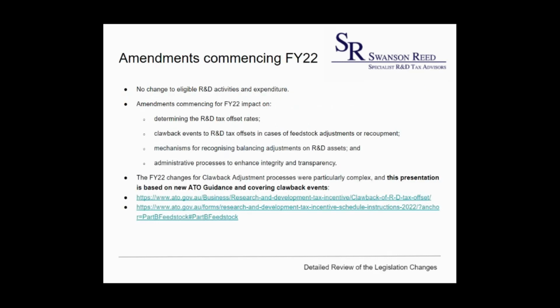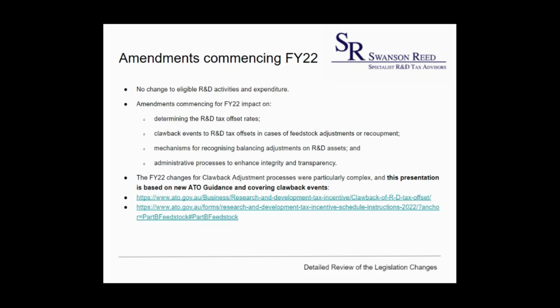Under the amendments commencing for FY22, there was no change to the definition of eligible R&D activities and R&D expenditure. The FY22 changes applied to determination of the R&D tax offset rates for R&D expenditure, processes for clawback of feedstock adjustments, recoupment amounts, or assessable balancing adjustments, and administrative processes to enhance integrity and transparency. The FY22 changes for clawback adjustment mechanisms were particularly complex, and this presentation will be dedicated to their application.